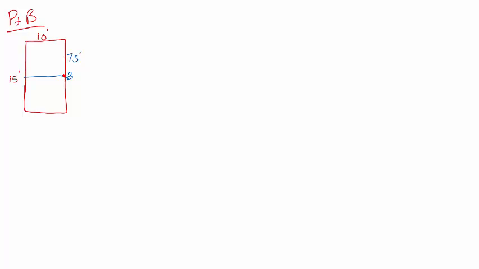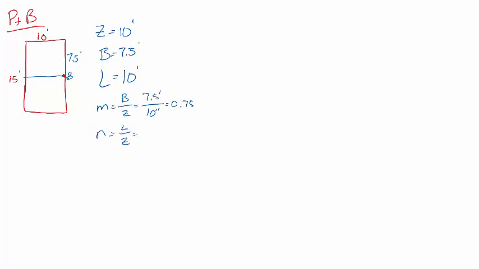So that being the case, we now can determine what our M and N are. Z remains the same at 10 feet. B now becomes 7.5 feet. And L is 10 feet. So now we can determine what M is. Remember, M is B over Z. And it's 7.5 feet divided by 10 feet, which is 0.75. And N is L over Z. In this case, it is 10 feet by 10 feet, or 1.